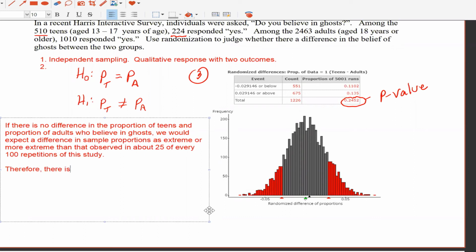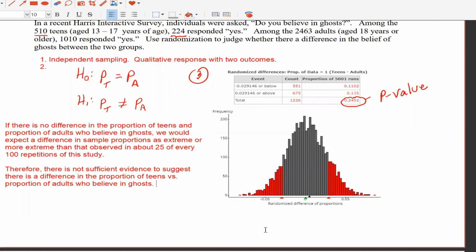Therefore, there is not sufficient evidence to suggest there is a difference in the proportion of teens versus the proportion of adults who believe in ghosts. Our p-value is not low, and therefore our null does not go.